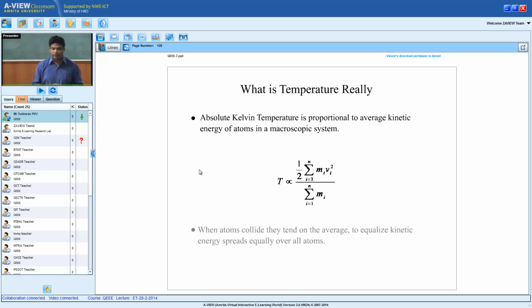When atoms collide, they tend to average, to equalize the kinetic energy, spreading it equally over the atoms. So that's why systems reach equilibrium, no? Why do systems reach thermal equilibrium? Why is it a law of nature? Can you believe? So suppose I see the honesty and sincerity, or whatever, say openness, of these molecules. Suppose I have this particular body, I start heating this end, and this end is cold. So what will happen?